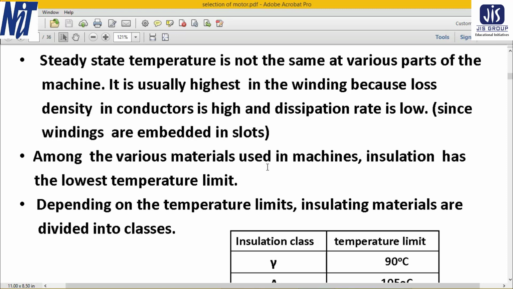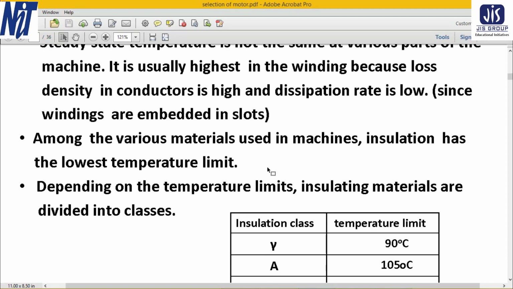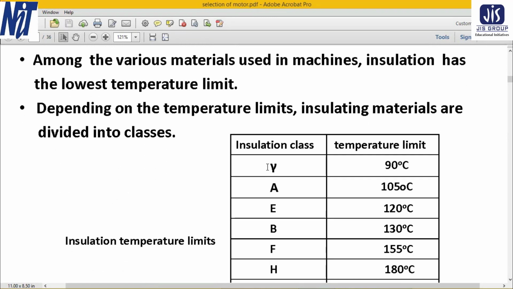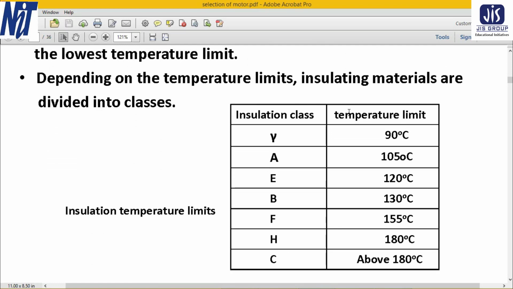The insulation has the lowest temperature limit, and depending on the temperature limit, insulating materials employed in electrical machines are divided into certain categories. Again, we have learned this in our basic electrical machines course. So this is the chart of the insulation temperature limits. My motto is to keep the insulation material within its lowest temperature limit.